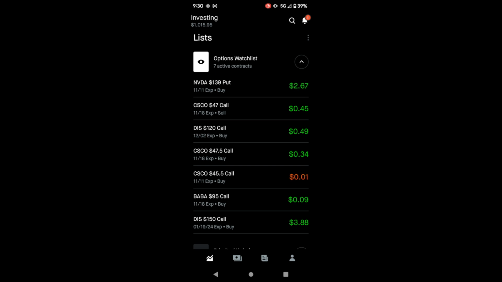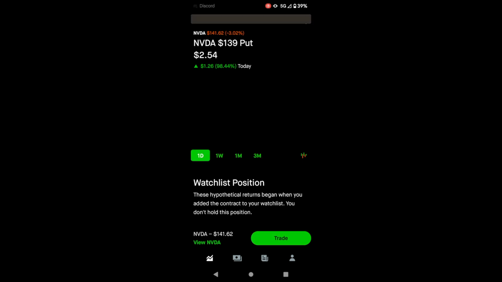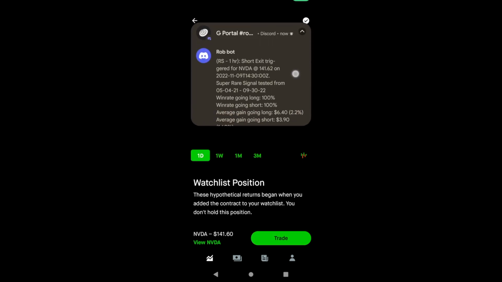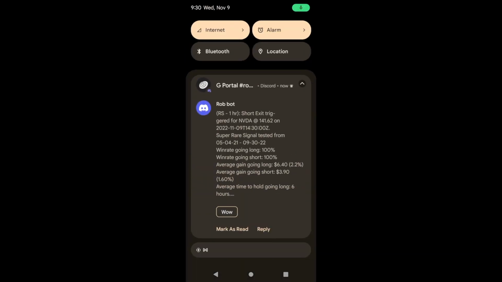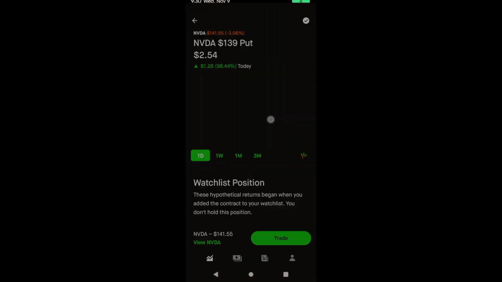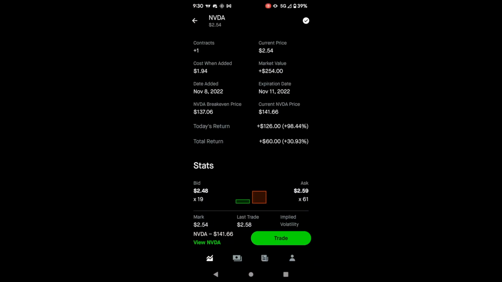And here we go. Oh, and what do you know? We have the short exit triggered for NVIDIA. We can also just keep this just to see what it would have been. We know that it wanted us to sell around the 255 option price with the price of NVIDIA around 141.76. And that's a nice little return, as you see, about 30%.